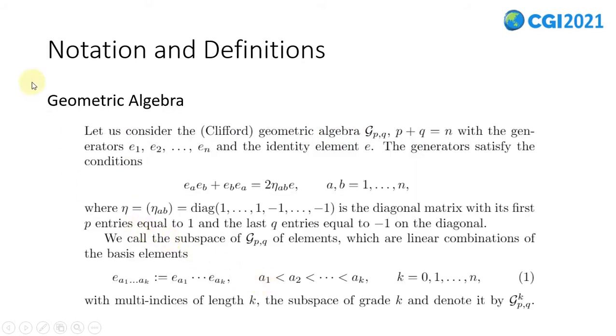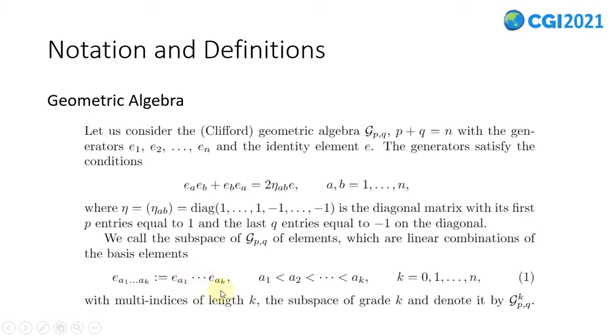Now, let us provide some necessary notation and definitions. First, let us consider the Clifford or geometric algebra G_{p,q}, where the sum of p and q is equal to n, with n generators from e_1 to e_n, and identity element e. The generators satisfy this condition, which means that the generators anti-commute with each other and the squares of the first p generators are equal to +1 and the squares of the remaining q generators are equal to -1.